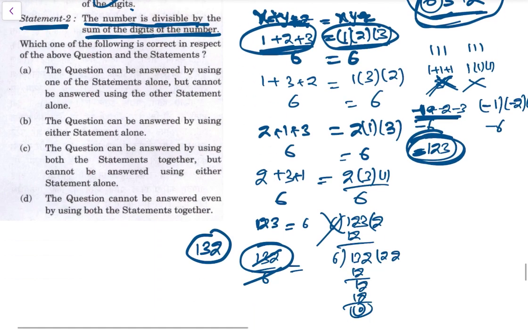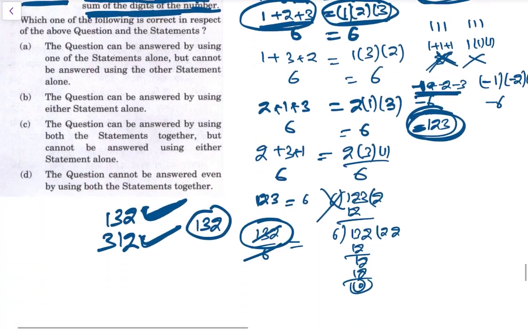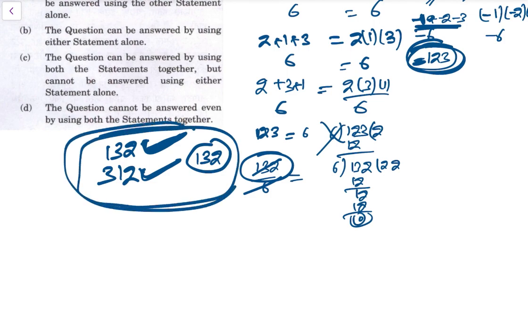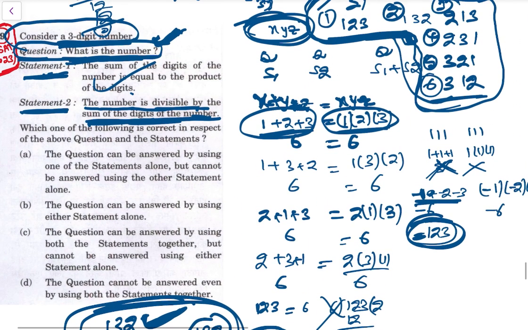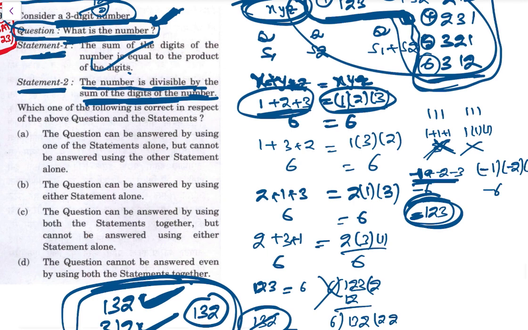So 132 and 312 are the numbers which are divisible by 6, the sum of the digits. So here also we cannot say what the number is exactly. Two numbers are possible. So we cannot say. So by using statement 1 also we are getting 6 numbers. So we cannot say.